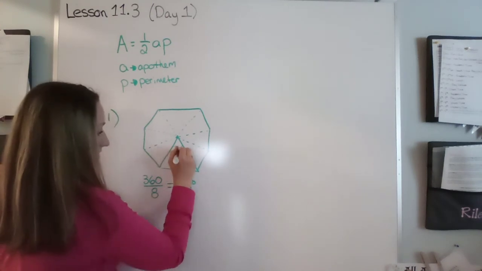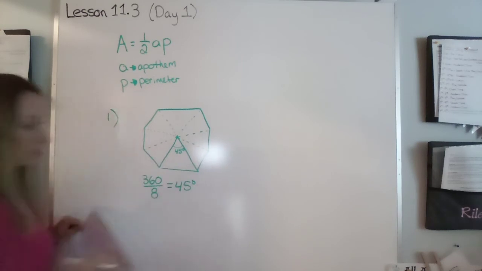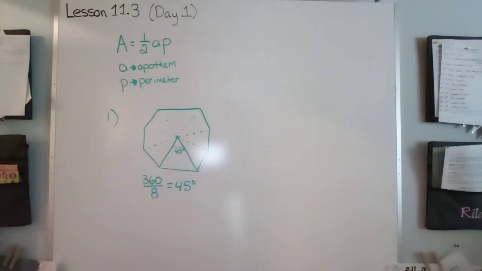So each of these central angles is 45 degrees. All right. Problem 2 says the central angle of a regular polygon is 40 degrees. How many sides does the polygon have? Well, think about what we just said here.